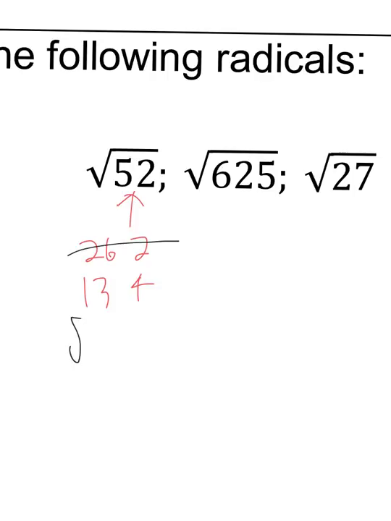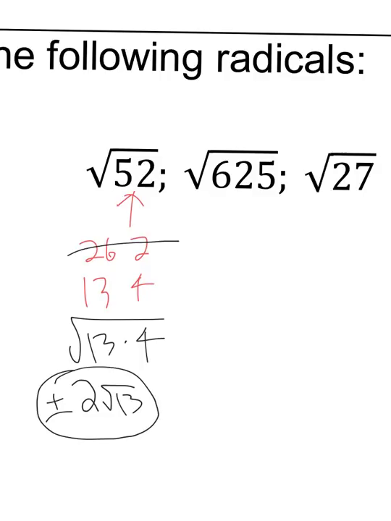So I'm going to rewrite this as the square root of 13 times 4. And the square root of 4 is 2. So I'm going to rewrite this as 2 times the square root of 13. Because if you can take the square root of it, write the square root on the outside. And then don't forget to write your plus or minus. So that's the first one.